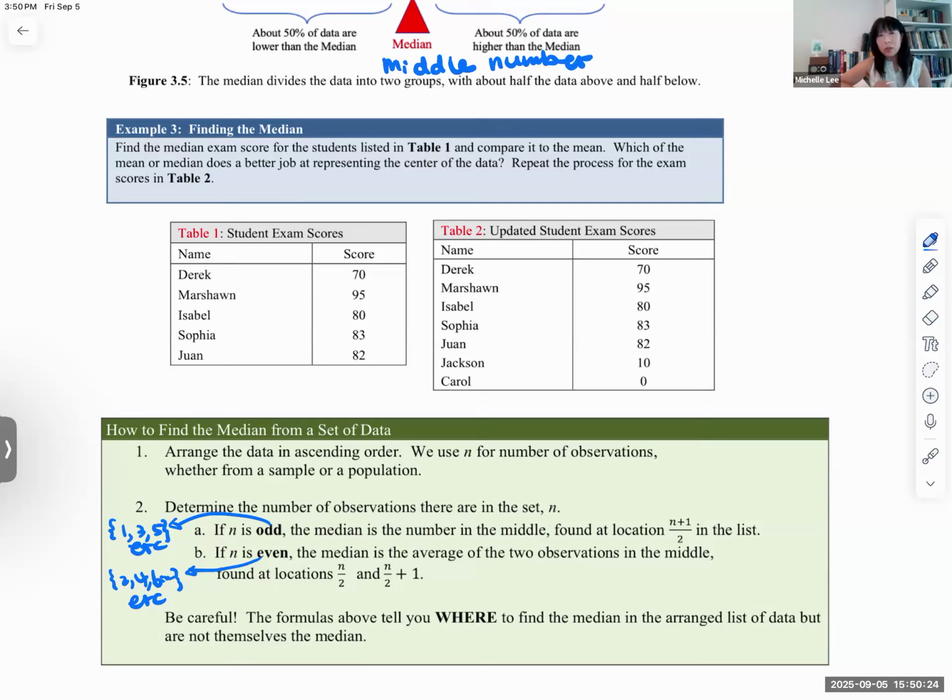Okay. Then when the data set is odd, the location is n plus 1 over 2. So with n plus 1, we make an even number, since n is odd, and then divide by 2. If we make it even, we can easily divide by 2, right? Okay. That is one.